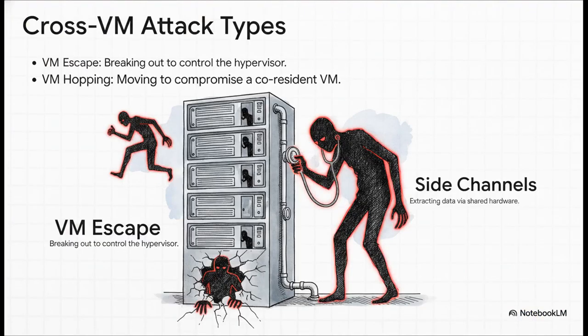According to the source material, there are three main categories of threats we need to worry about here. The first is called a VM escape. This is where an attacker uses a memory corruption exploit to literally break out of their own VM and take direct control of the underlying hypervisor. Once they have that, it's pretty much game over. They run the whole server. The second is VM hopping, where an attacker moves from one VM to directly compromise a co-resident VM. But the third one, and arguably the most insidious of the bunch, is the cross-VM side-channel attack. Instead of kicking down the front door, side-channel attacks extract sensitive data by silently observing shared hardware resources, like CPU caches or memory buses. And they do this without ever technically violating the hypervisor's software boundaries.